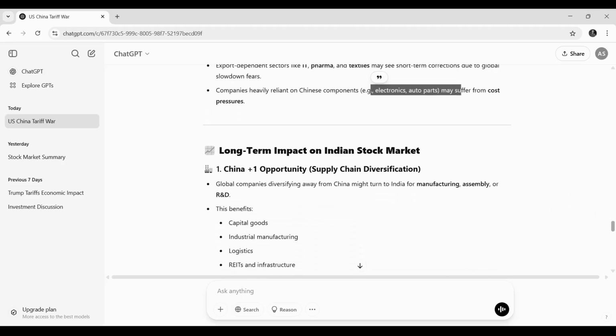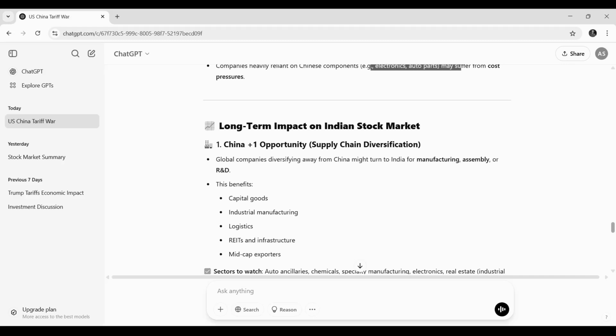Okay, now what is the long-term impact on the Indian stock market? So China is the number one opportunity. Supply chain diversion: we know that China relies heavily on exports, and because it might not be able to export a lot to the USA, it will try to find other markets where it can export. So India is a very large market here for China.